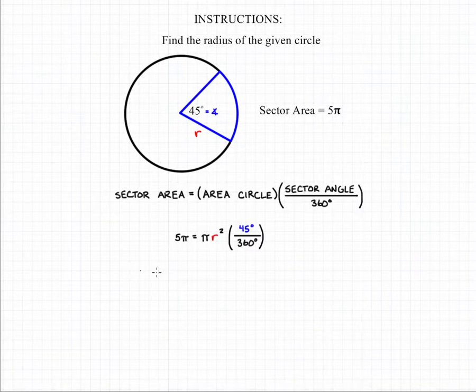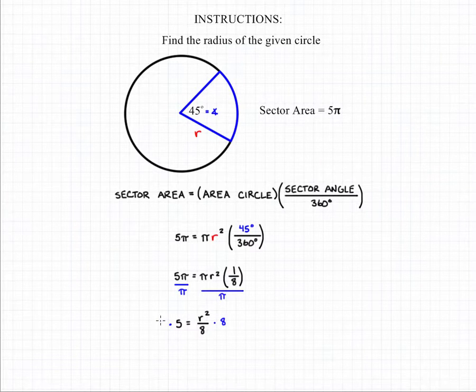So we can simplify that fraction on the right to begin, and we'll have 5 pi is equal to pi r squared multiplied by 1 over 8. We can then divide both sides of that equation by pi, which will cancel out the pi's on each side, and leave us with 5 is equal to r squared over 8, and then we can multiply both sides of the equation by 8. That is going to give us 40 on the left side and r squared on the right.